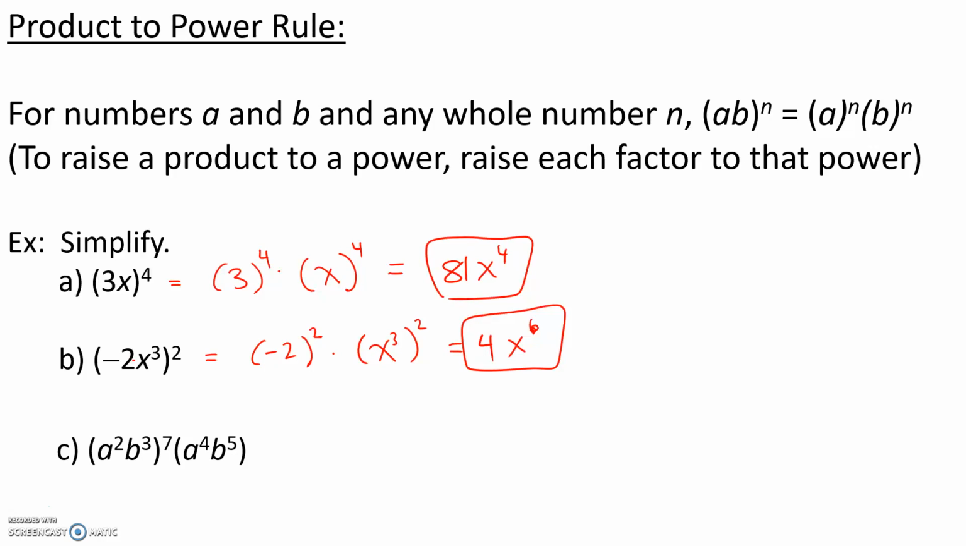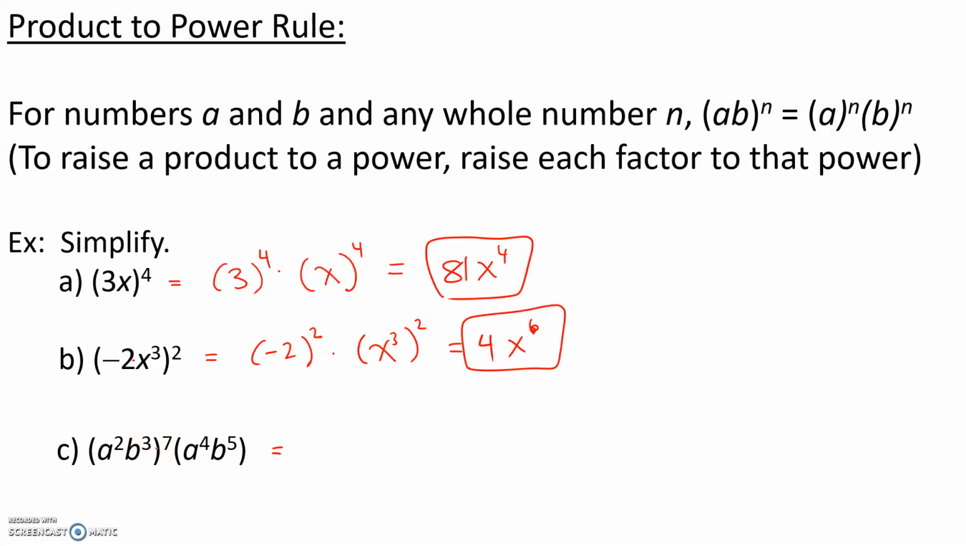Let's take a more complicated example. We have (a squared b cubed) to the 7th power times a to the 4th b to the 5th. The order of operations states, first, let's simplify any parentheses, but the parentheses cannot be simplified. After parentheses, now let's simplify any exponents. So let's take a squared b to the 3rd and raise it to the 7th power.